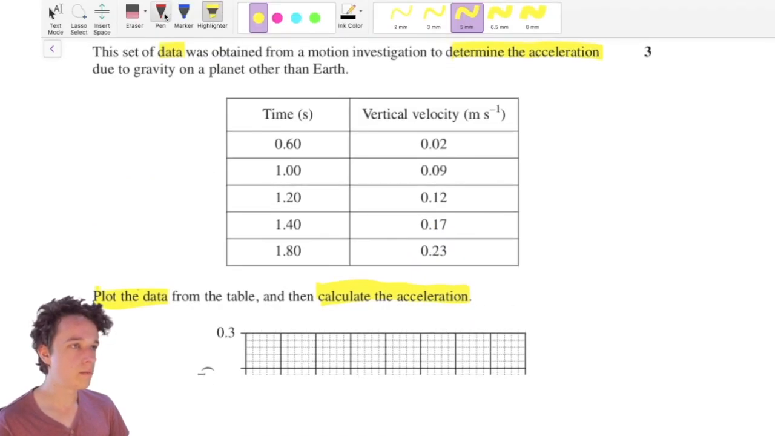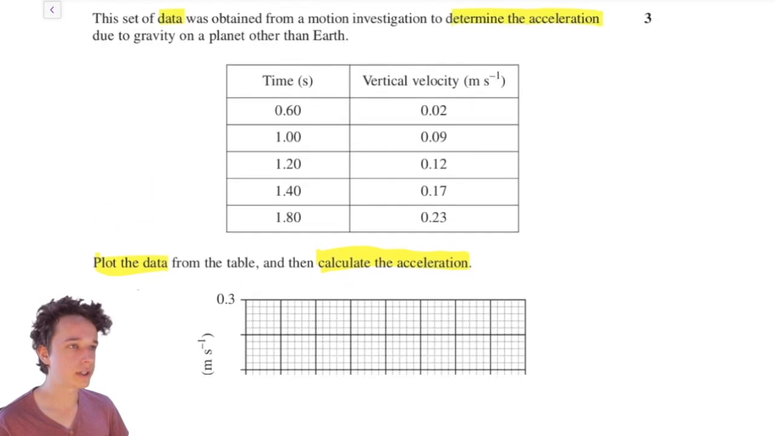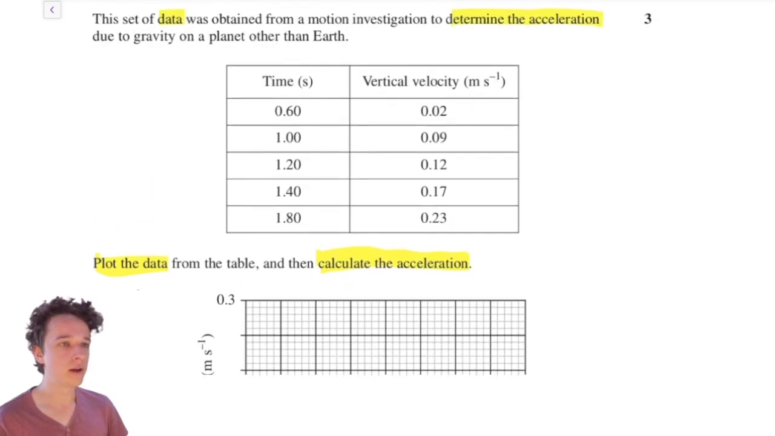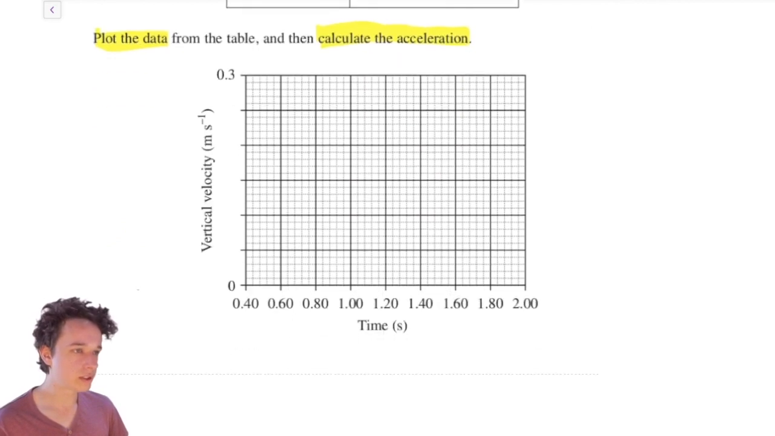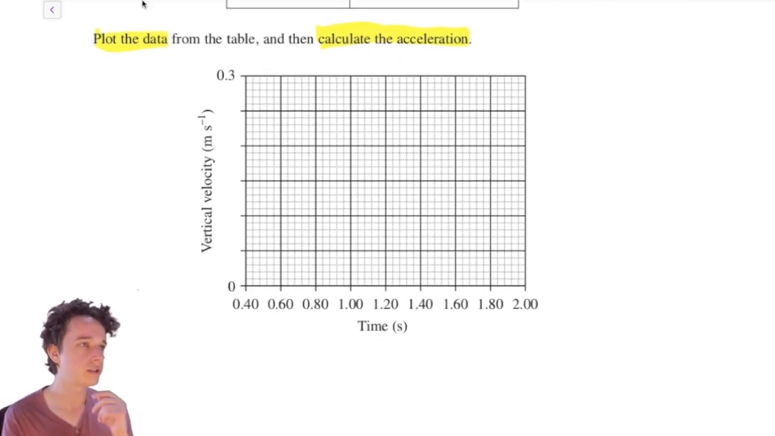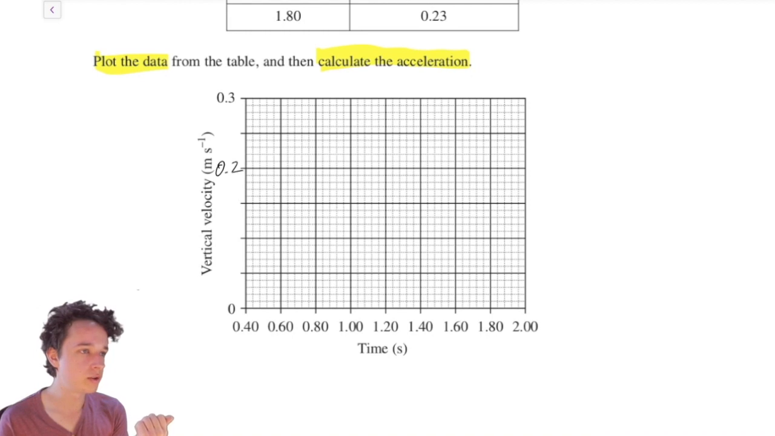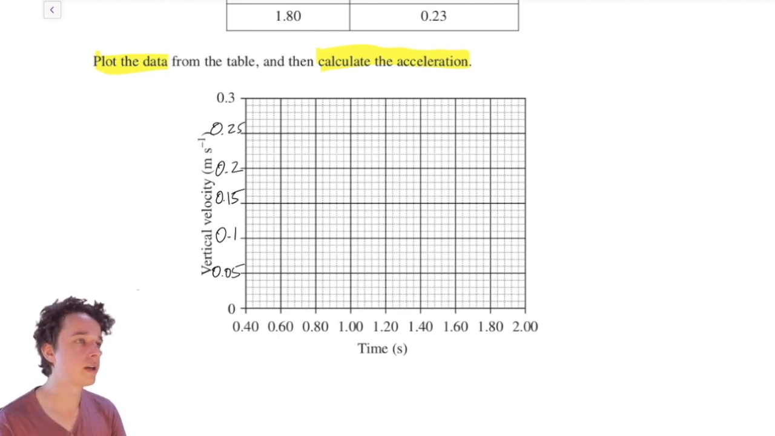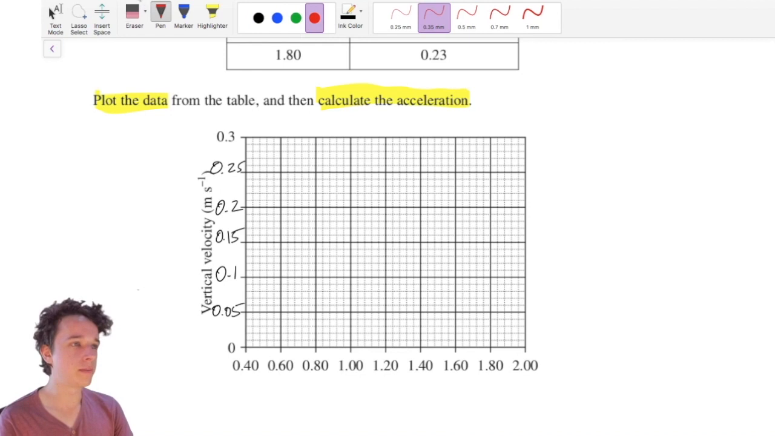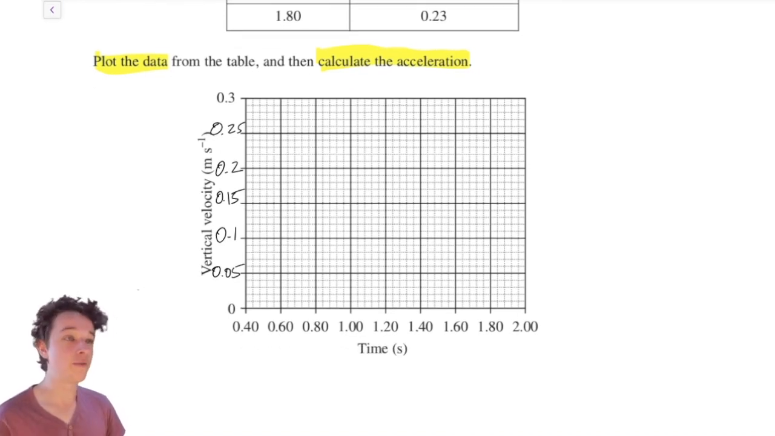At time 0.6, we have a vertical velocity of 0.02. Okay, let's figure out what this scale is first actually. So this would be 0.2, this would be 0.1, this would be 0.05, this would be 0.15, and this would be 0.25. And be careful there, because you could easily have confused yourself. You could have written a 1 there and then written a 1.5. And when I say could have, I don't mean that it's a valid answer. I just mean that you could have fallen into that trap.